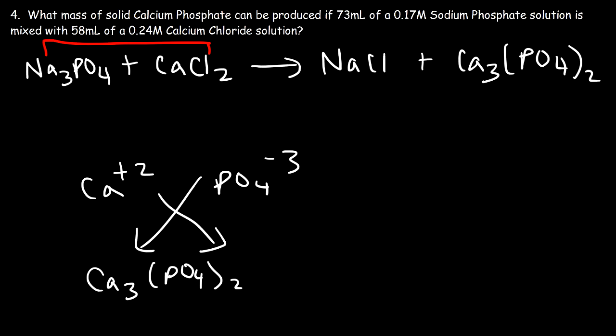Next, we need to balance the chemical equation. So we have 2 phosphate ions on the right side, so we need a 2 in front of Na3PO4. And now we have 6 sodium ions, so we need a 6 in front of NaCl. And there's 6 chlorine atoms now, so we need to put a 3 in front of calcium chloride. And now everything is balanced.